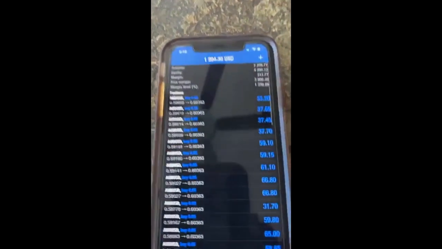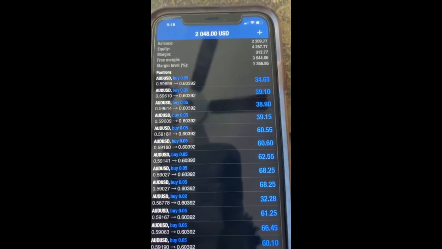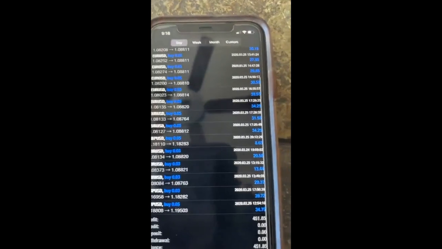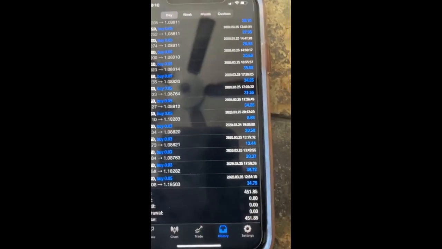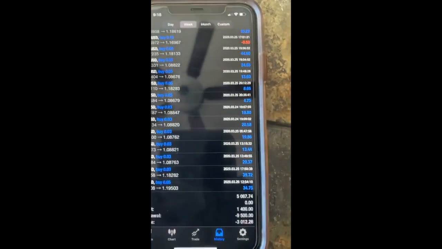Right? And this is how it looks right here on this screen. Still floating in profit. I'm expecting it to go a little bit further. So, we'll see how this comes out. By the way, check out the history. 451 for the week. It was actually 1400. It's just that this 400 just happened earlier.